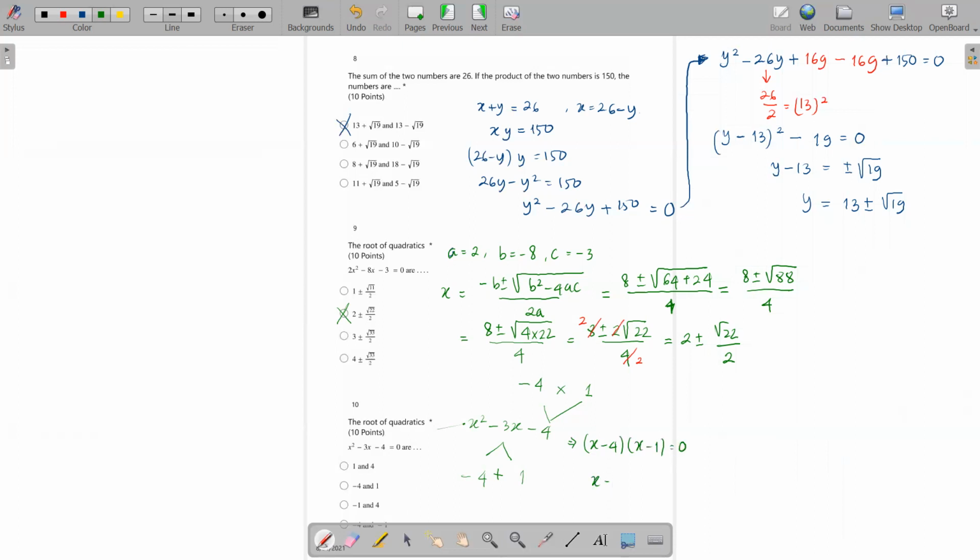So here x equals 4, or x equals 1. Because these are roots, oh sorry, it should be plus 1, so it will be negative 1. So the answer is negative 1 and 4. Okay.